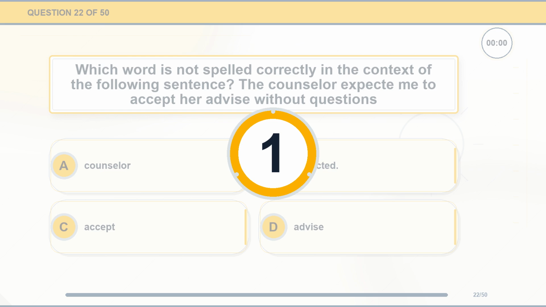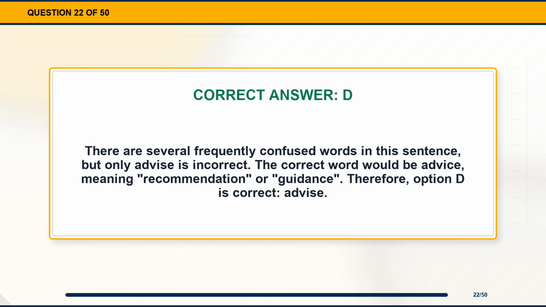The correct answer is option D, advise. Explanation. There are several frequently confused words in this sentence, but only advise is incorrect. The correct word would be advice, meaning recommendation or guidance. Therefore, option D is correct, advise.